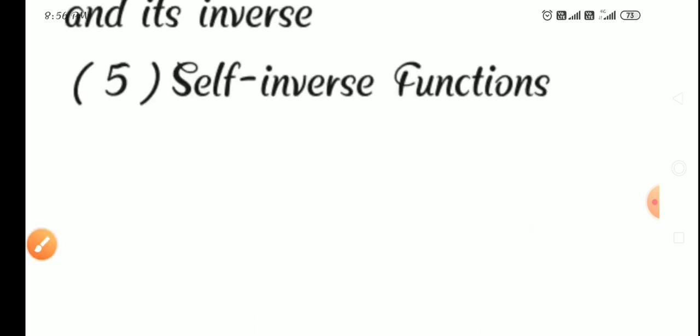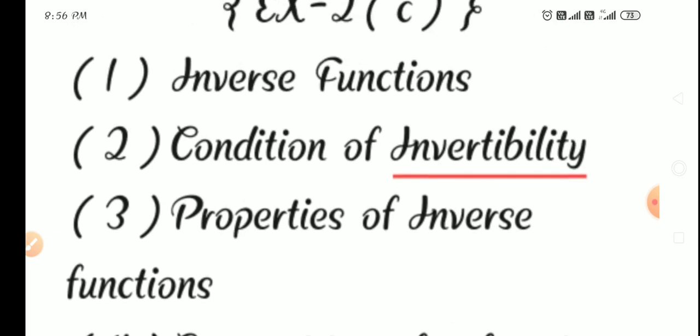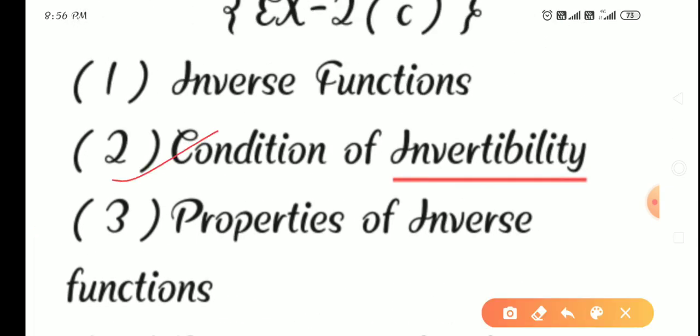Second point is condition of invertibility. Actually students, all the functions do not have inverses. Some functions have inverses. Now which are those functions? If functions are 1-1 onto functions, then they will have the inverses, otherwise they will not have the inverses. So to have the inverse, a function must be a 1-1 onto function or bijective function.